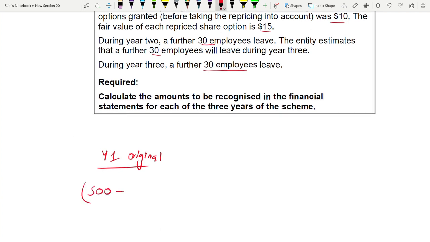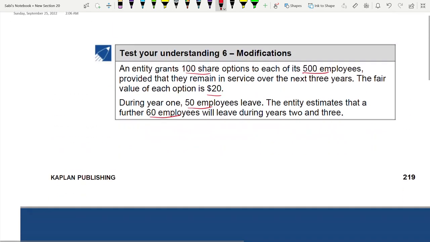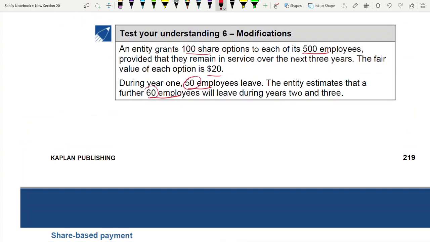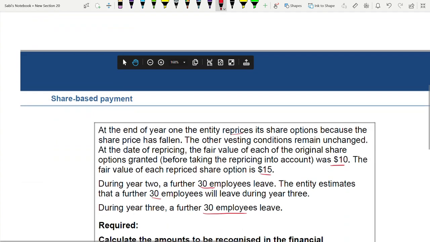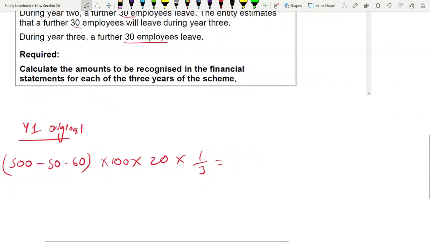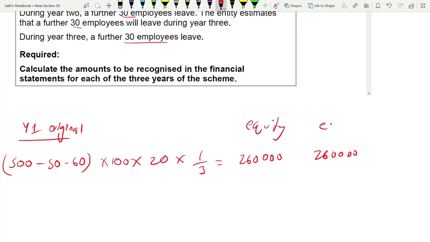From 500, 50 will leave, 60 are expected to leave further. So here you are deducting 50 and 60, multiplied by 100 options. Fair value will be 20 into 1 over 3. So it will be equal to 260,000. This is equity. This is expense.